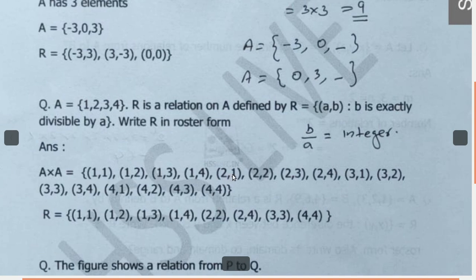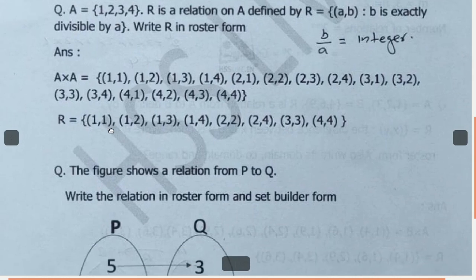What about 1 by 2? 1 by 2 means 0.5, which cannot be included. So this is avoided. 2 by 2, the answer is 1. This is okay. 3 by 2 means 1.5, which cannot be included. (2, 4): 4 by 2 is 2, okay. (2, 4) is okay. 1 by 3 not possible. 2 by 3 not possible. 3 by 3, okay. So (3, 3) is needed. 4 by 3 not okay. 1 by 4 not okay. 2 by 4 not okay. 3 by 4 not okay. 4 by 4 okay. So this is the relation, capital R.